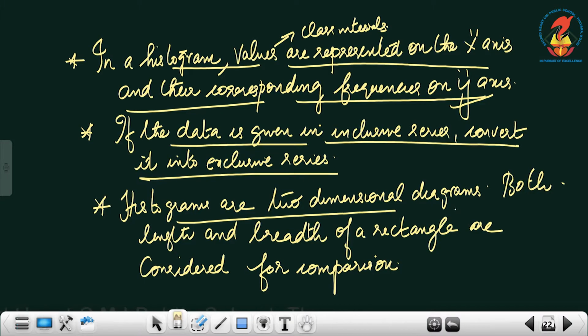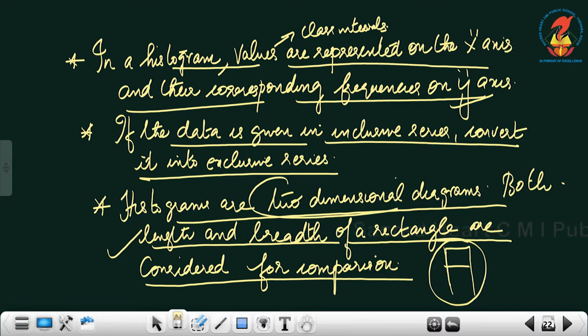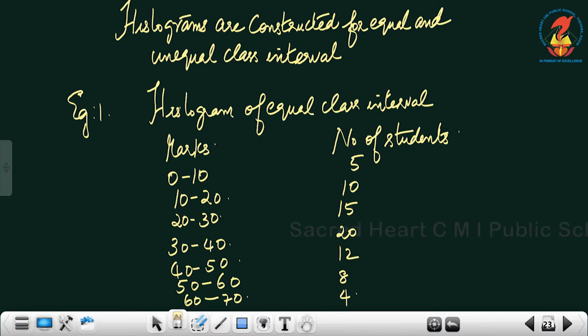Next, histograms are two-dimensional diagrams. What do you mean by that? Both the length and the breadth of the rectangle are considered for comparison. So, histograms also will be drawn in the form of bars. Both the length as well as the breadth will be considered for comparison. That is why it is known as a two-dimensional diagram.